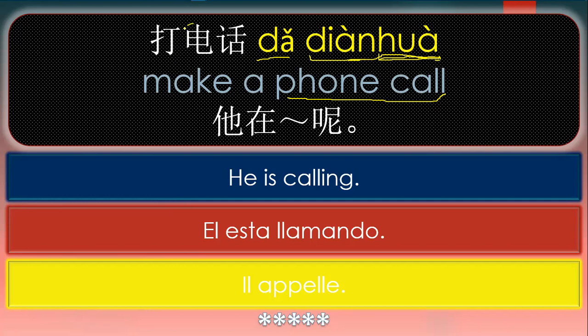Yes. So you will see this one here. Whenever you see this character, it means electricity.